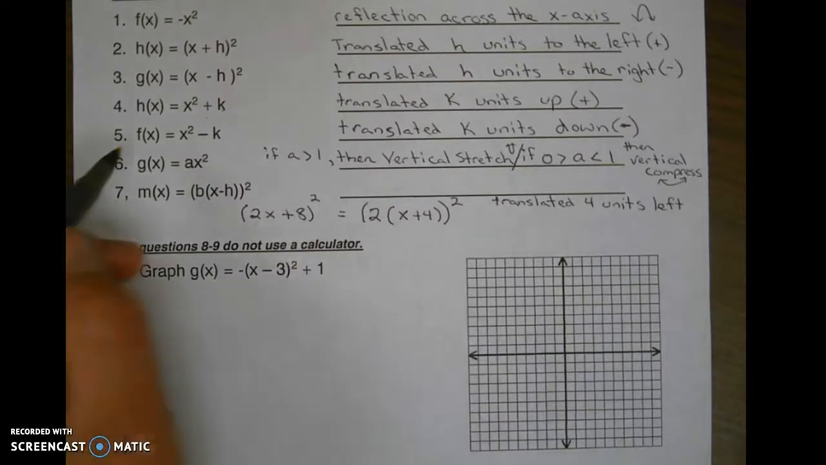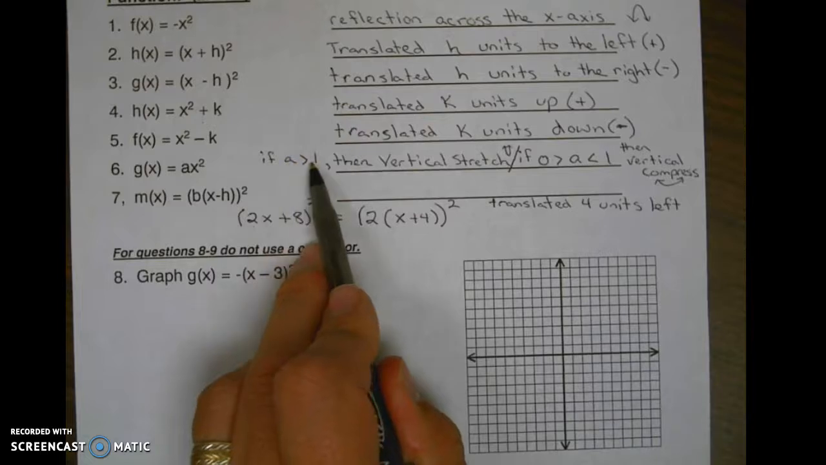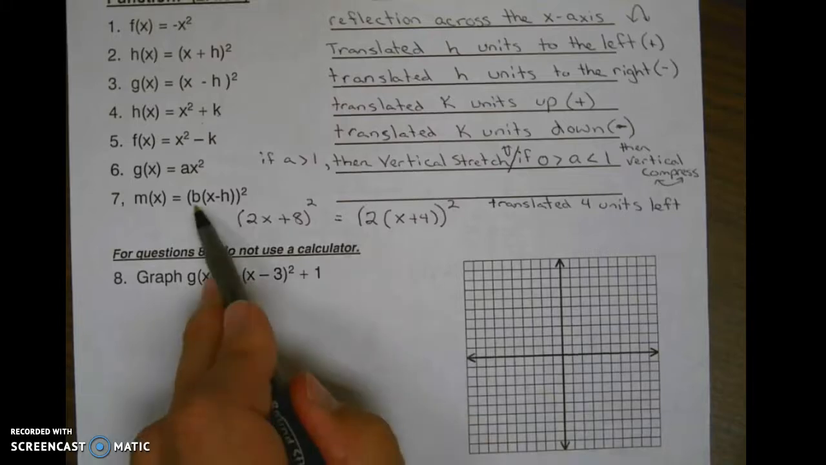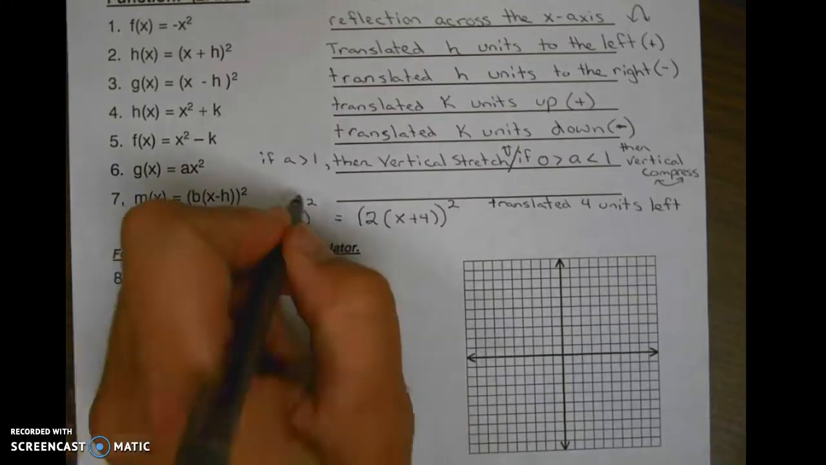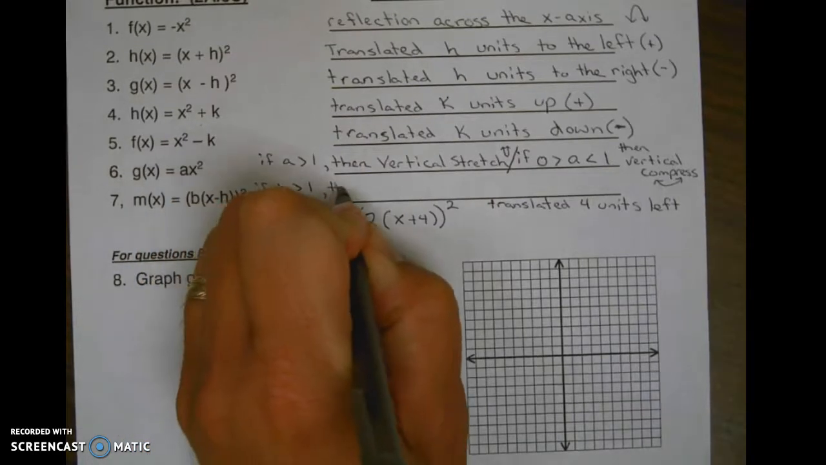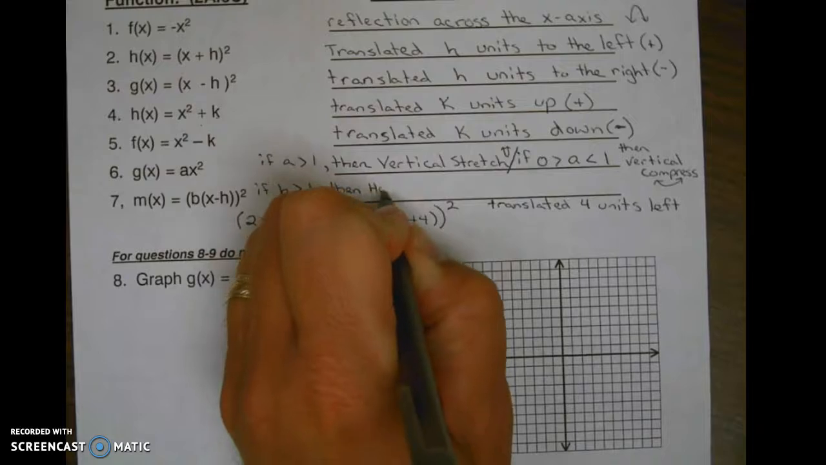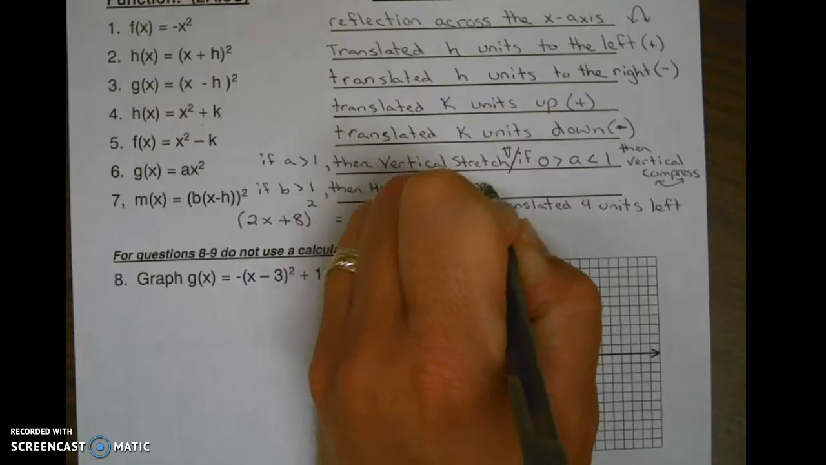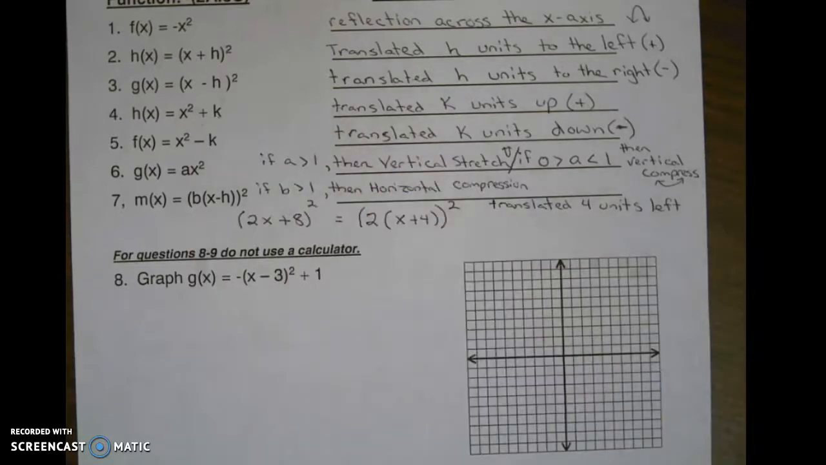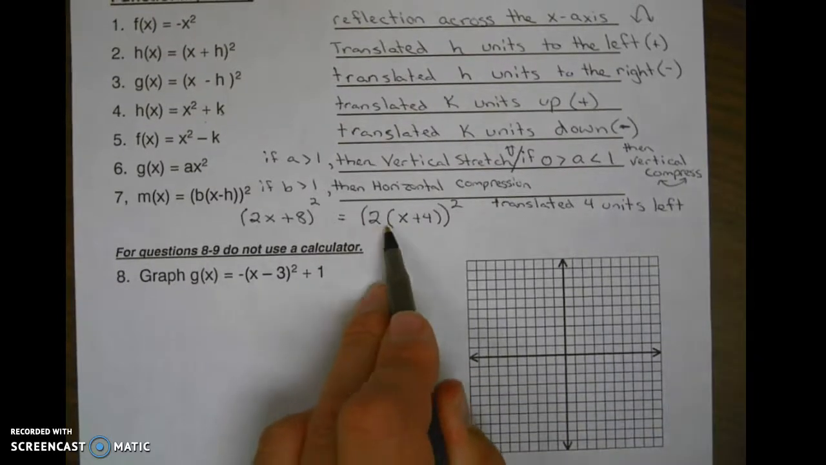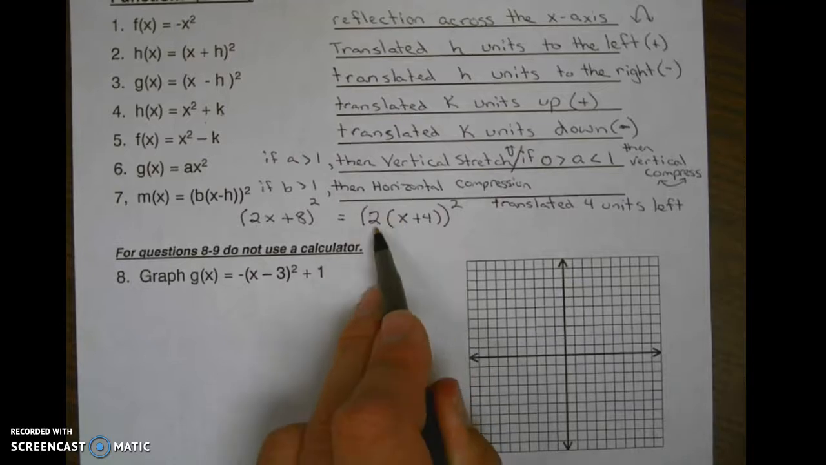So up here, remember when a was greater than 1, we had a vertical stretch. So when this number right here, we're going to call b, is greater than 1, then we have a horizontal compression. Remember, opposite. In this case, we have a 2, which is greater than 1, so this would be a horizontal compression.